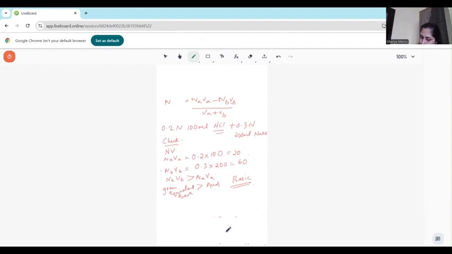I'll do this with another color. NbVb is how much? 60, minus, what is NaVa? 20, by, how much is the volume? 100 plus 200. So 40 by 300. Whatever answer you get, N is the unit. Okay, so students, this is how you find out the normality when an acid is mixed with a base.